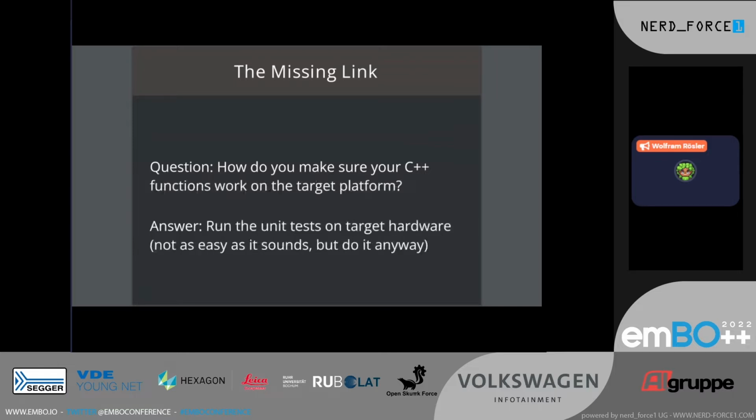How do you make sure your C++ functions work on the target platform? Quite a different question, especially when talking about embedded devices, where the target platform is a lot more restricted than your development platform. And the answer is to run the unit tests on the target hardware. Because you may have a different word size. You may have 16-bit ints on the target platform, but 32-bit ints on the developer platform and the CI platform, or you may have a different endianness, different stack size, different restrictions when it comes to dynamic memory, number of threads, or whatever. So it's important to run all your unit tests on your target hardware.